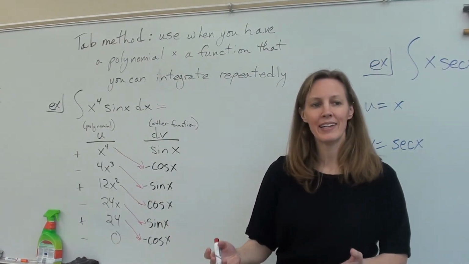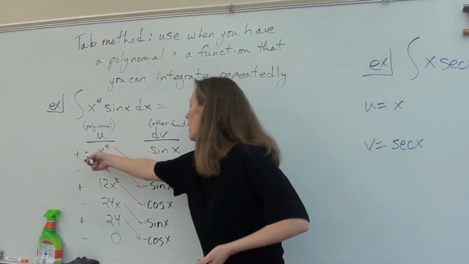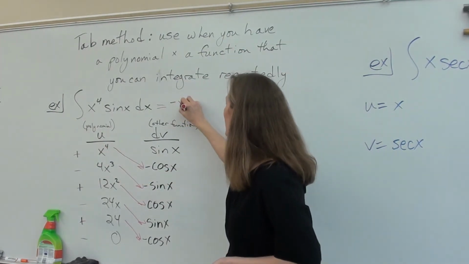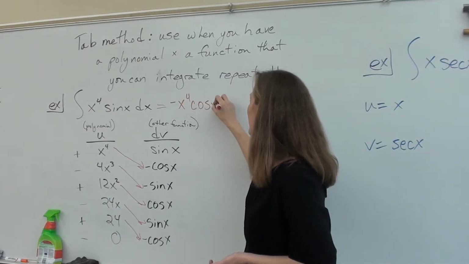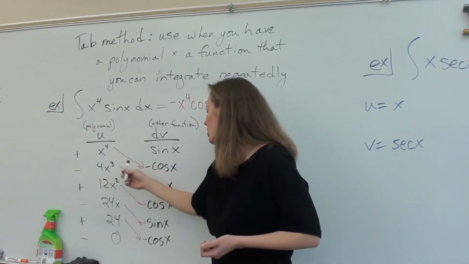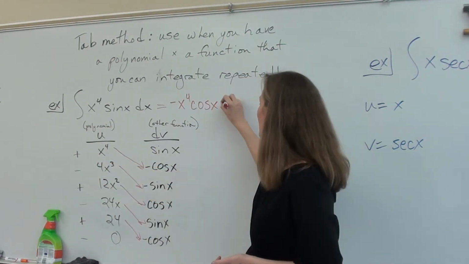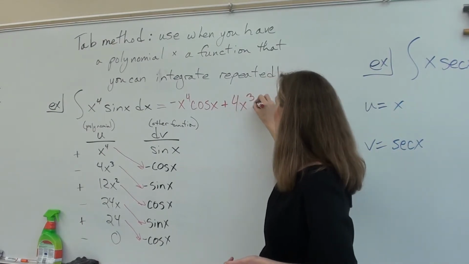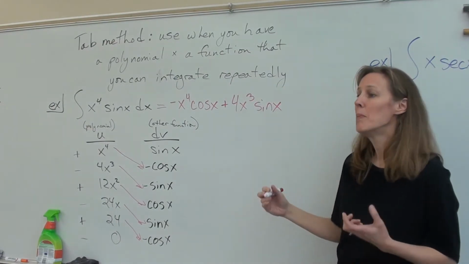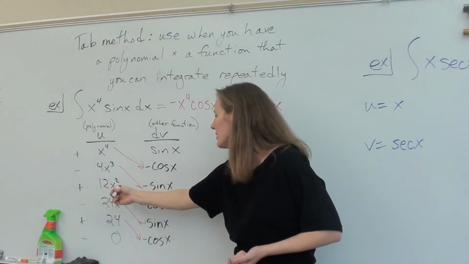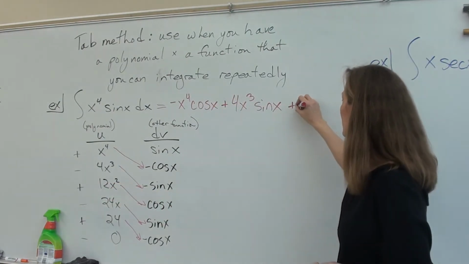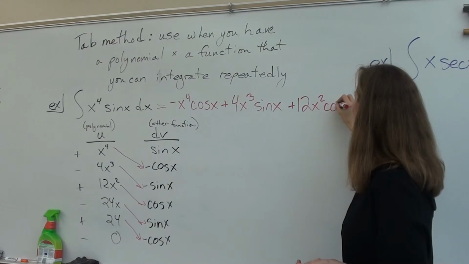And here's our final answer. Positive x to the fourth times negative cosine x gives us negative x to the fourth cosine x. Plus negative 4x cubed times negative sine x is positive 4x cubed sine x. Plus positive 12x squared times cosine x is plus 12x squared cosine x.